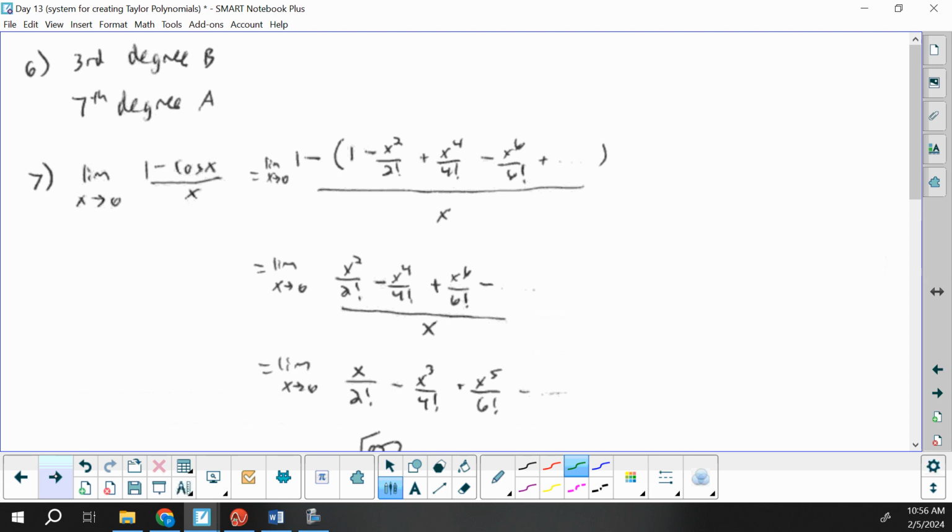Another graph one. B did not match for as long, so that was the lower degree. A matched for longer. And then in 7, we wanted to do a limit.